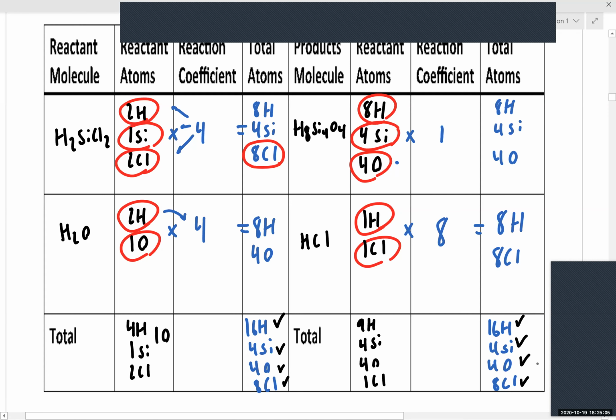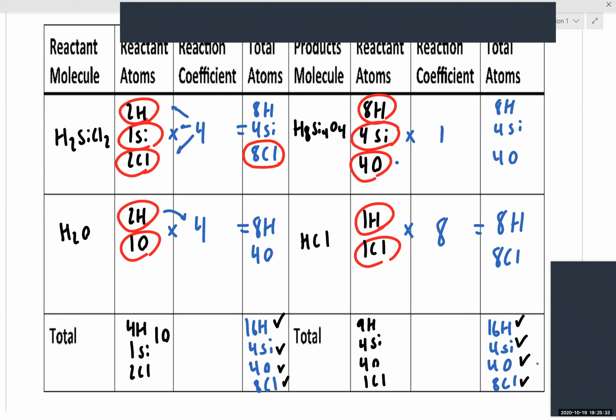Does that make sense to everyone? Does this process make sense? Is everyone comfortable with this process? And does everyone see that we've now arrived at a balanced equation? Can I get some confirmation in the chat or verbally that everyone's comfortable with this so far and that everyone's following along so far?